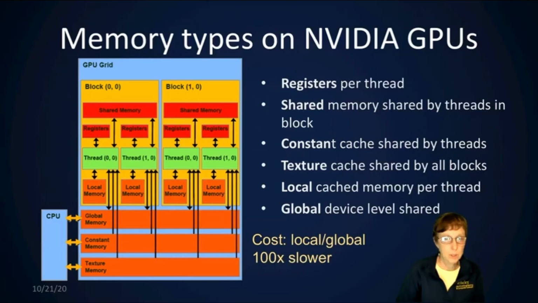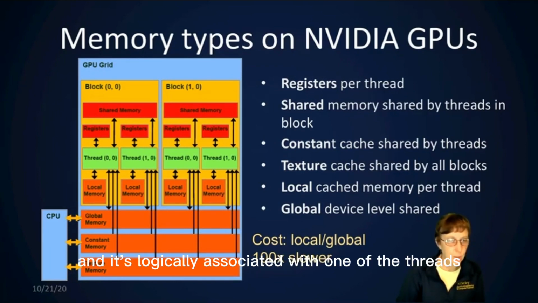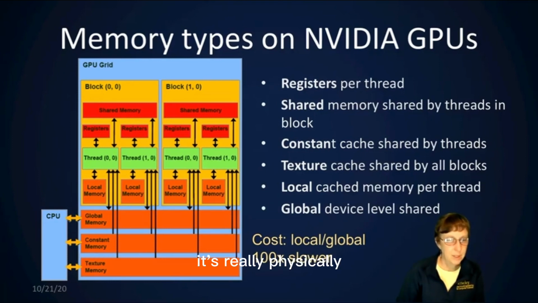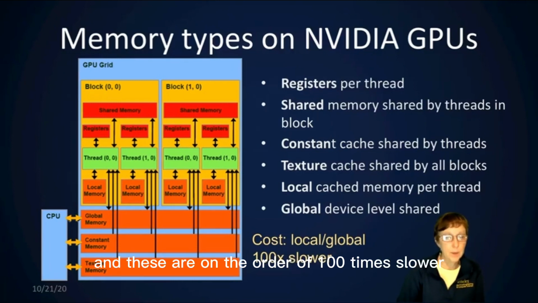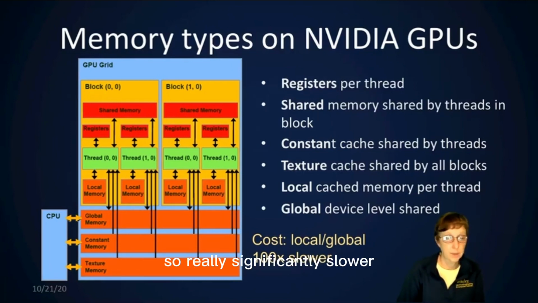These are going to be much slower, these local and global things. Although it's called local and it's logically associated with one of the threads, it's physically really more like part of the global memory. So it's going to be slower. These are on the order of 100 times slower, so really significantly slower.